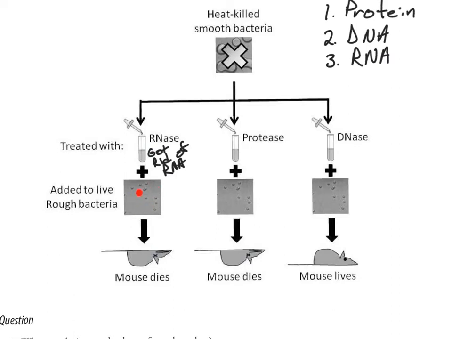There is no RNA in here anymore. And you mixed it up with the rough bacteria, and this mouse still died. So one of the other two that are left must be the transforming particle, the molecule that gives the genetic information to the rough colony to turn into smooth. So we knew it wasn't RNA from that particular sample. That left us with two, either protein or DNA. So the next sample, we got rid of protein.